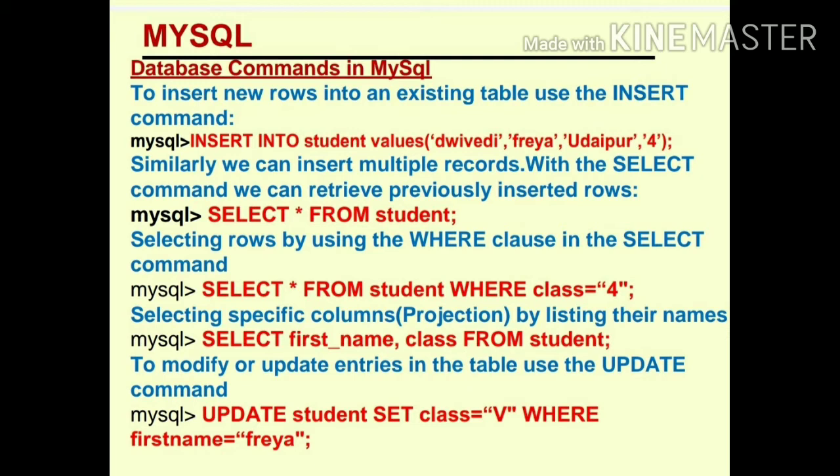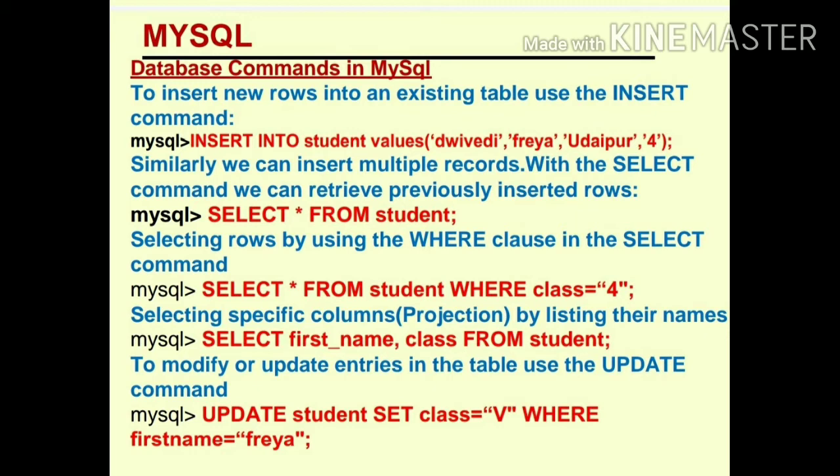If you want to fetch the record from the database server, the command is select star from student. Star is used for all the columns and student is the name of the table. We want to fetch all the columns from the table, that's why we are using select star from student. But where is used to give a specific condition. So select star from student where class equals to 4. So only those rows will be fetched whose class is 4.